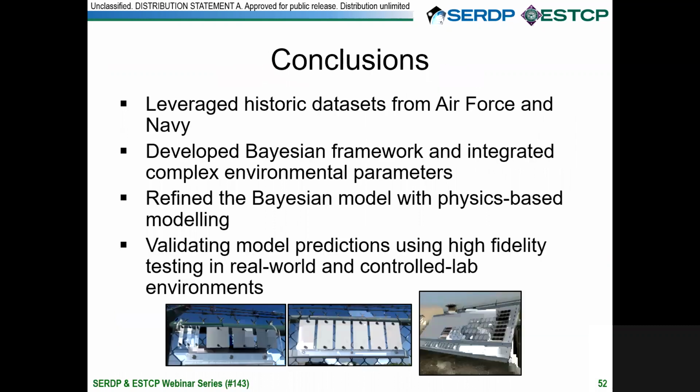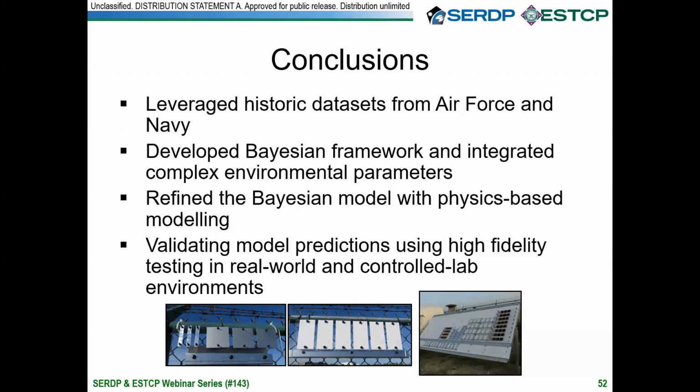All right, so in summary, through this collaboration effort, we have leveraged data sets from the Air Force and the Navy in order to develop a Bayesian network framework. We have been using physics-based modeling to refine our Bayesian model, and we're currently working on validating the model with high-fidelity testing in both real-world and controlled laboratory environments.